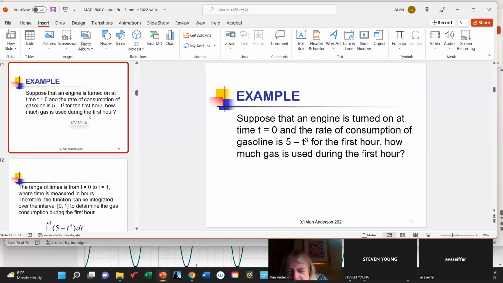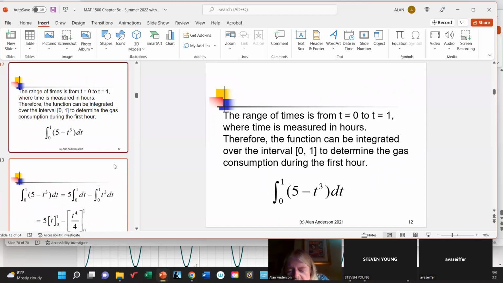We start out by turning on an engine at time t equals 0, where t is the number of hours that have elapsed. And the rate of consumption of the gasoline is 5 minus t cubed for the first hour. How much gas do we use up during that hour? Now, you might think, well, that's going to be hard to calculate. But since we're looking at the first hour, what we're basically doing is we're integrating that function over the interval from 0 to 1.